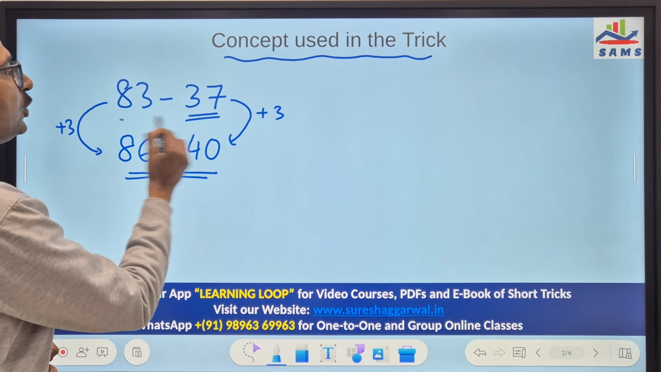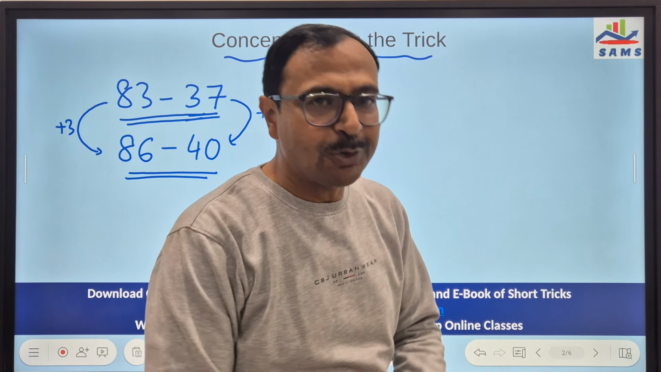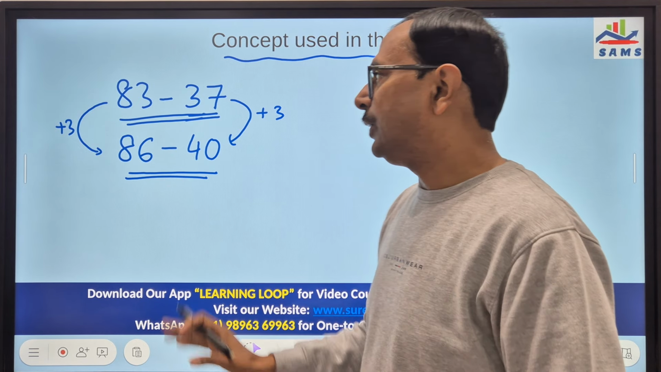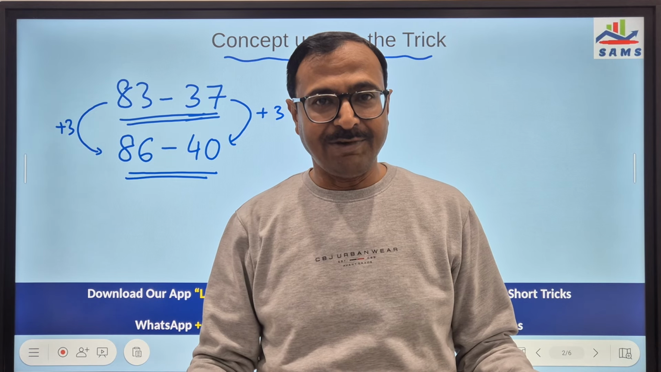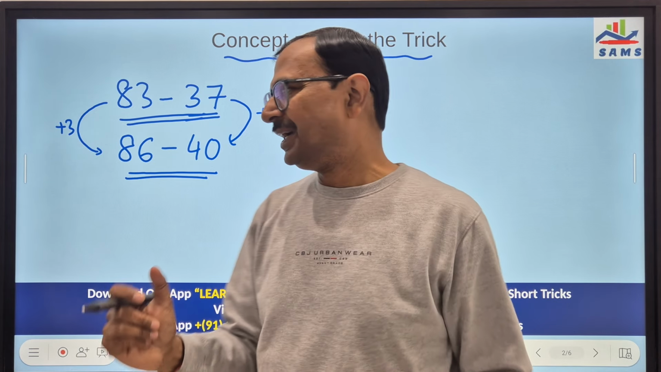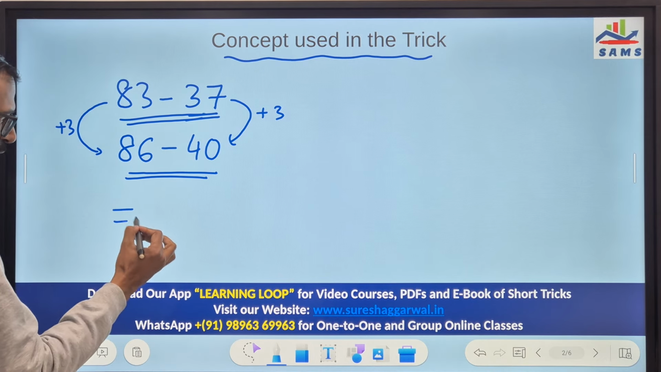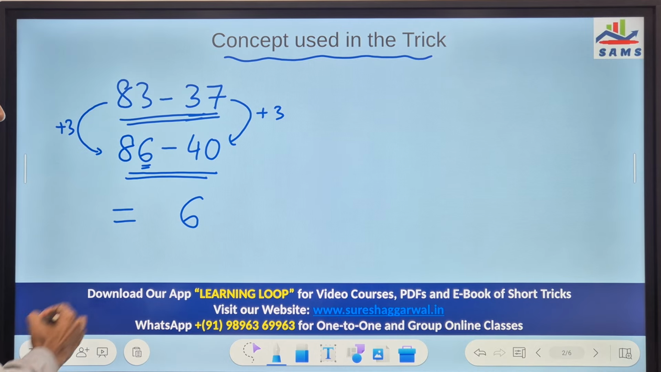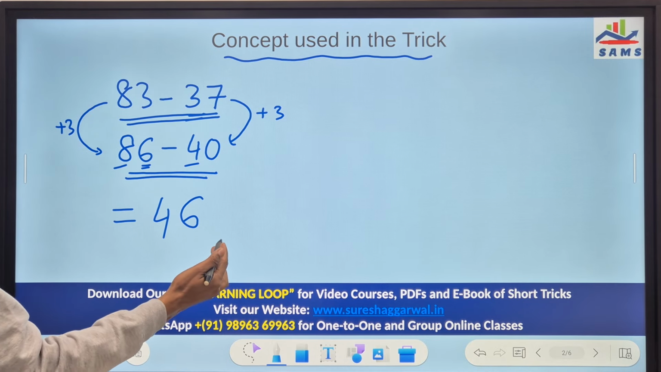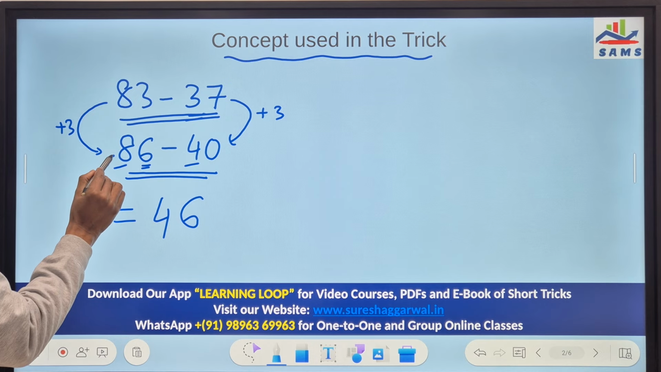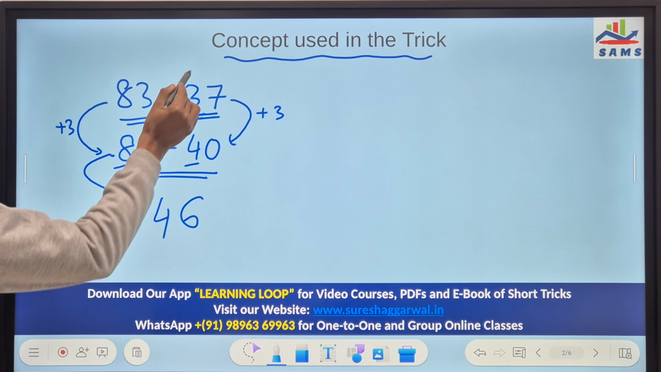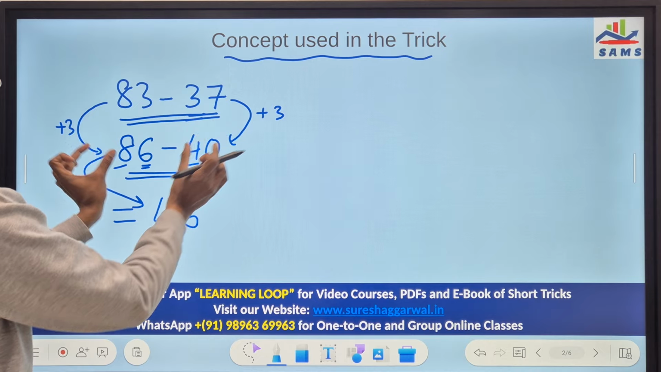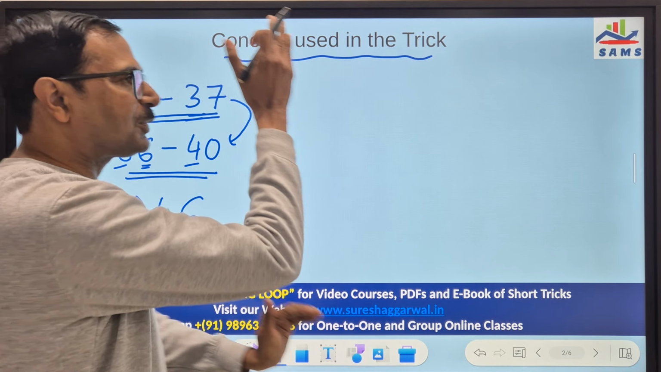Now which one do you think is easier? Doing this or doing this? And I am sure you are going to say that doing 86 minus 40 is far easier than doing 83 minus 37. Isn't that easy? Now, what is the answer for this question? Let's get through this. 86 minus 40, because you don't have to subtract anything from 6, it retains its place. 8 minus 4 is 4, so you get the answer as 46. Now, 86 minus 40 is 46. The same answer will be for 83 minus 37 because we increased both the numbers by the same quantity. So that is the concept used in the trick.